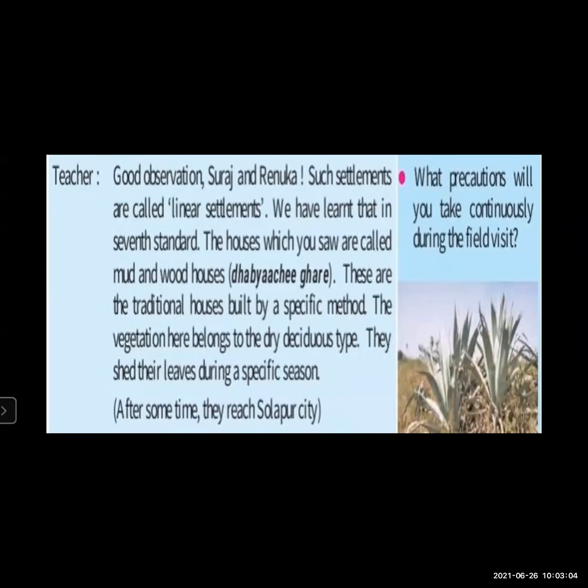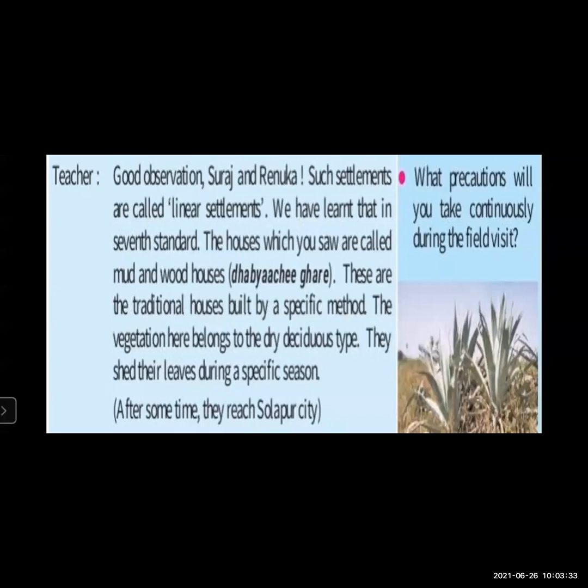Now, the teacher is explaining to him. Good observation, Suraj and Renuka. Such settlements are called linear settlements. We have learned that in 7th standard. The houses which you saw are called mud and wood houses, Dhabyachi ghare. These are the traditional houses built by a specific method. The vegetation here belongs to the dry deciduous type. They shed their leaves during a specific season.